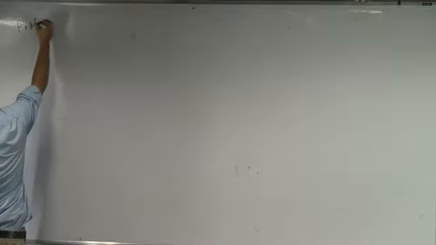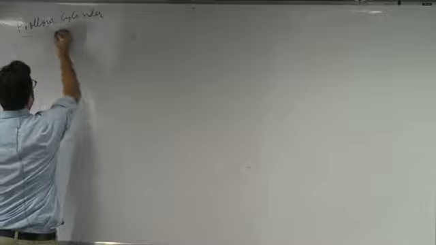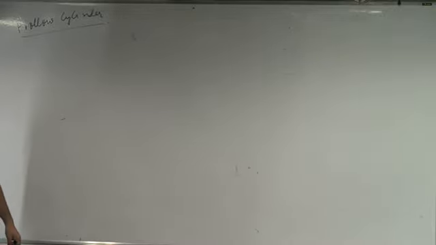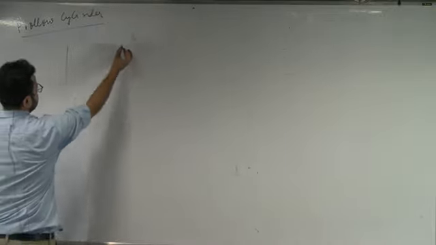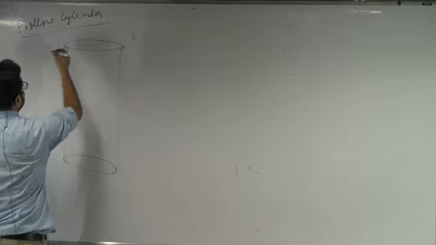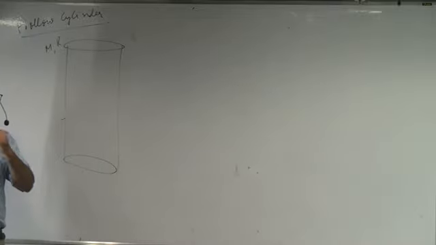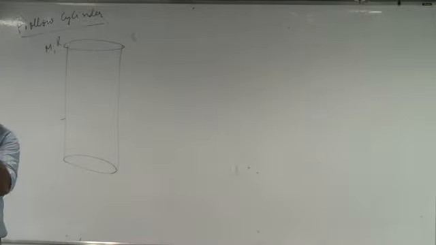ठीक है, सिलेंडर में भी you will have a hollow cylinder and a solid cylinder. ठीक है, hollow cylinder, इसका mass m, let's say radius r. A solid hollow cylinder, mass m, radius r.